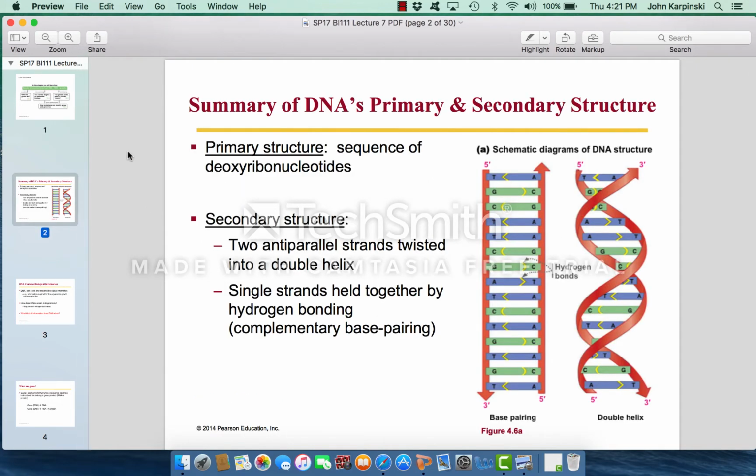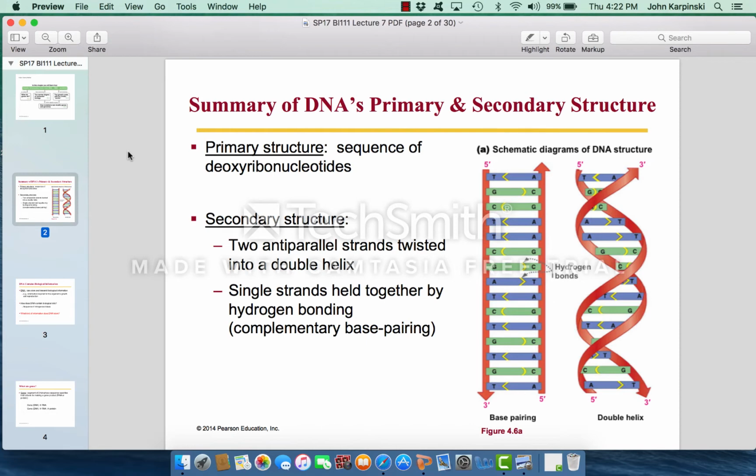So let's just briefly summarize what we know about DNA's structure before digging in to what a gene actually does. The primary structure of DNA is the sequence of deoxyribonucleotides, and we know now that those are the 4 nitrogenous bases, and they are A, adenine, T, thymine, C, cytosine, and G, guanine. And we also said in a previous lecture that it is the sequence of those nucleotides in which the information storage capacity of DNA lies.